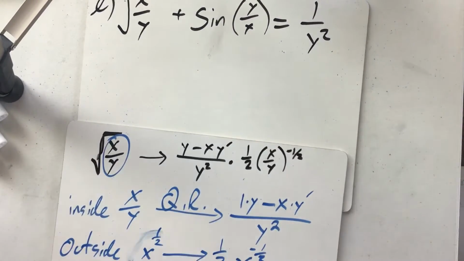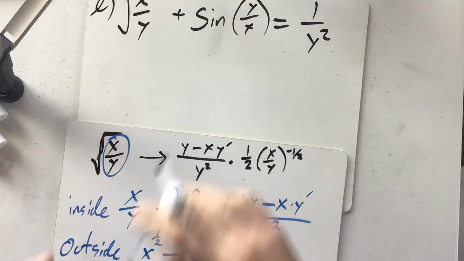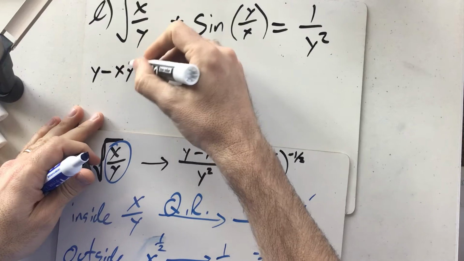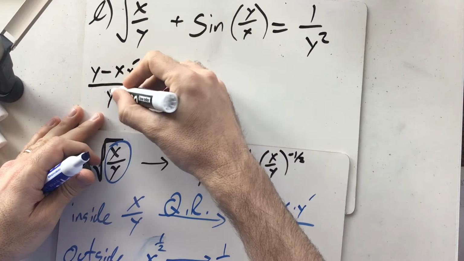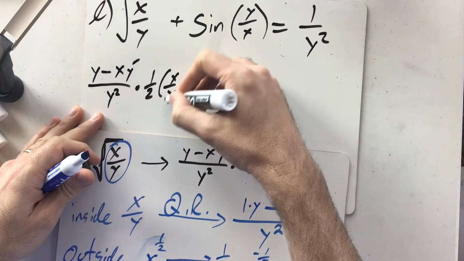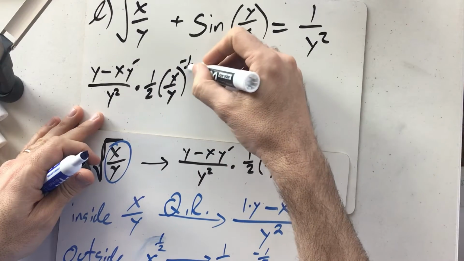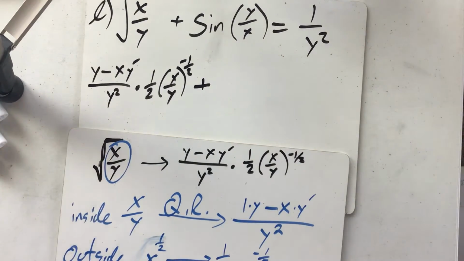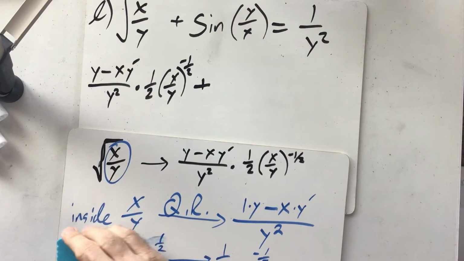So let's write that down for our first derivative. So this first part is y minus x y prime all over y squared times 1/2 x divided by y to the negative 1/2. All right, and now we'll put a plus sign, and let's tackle the second part.